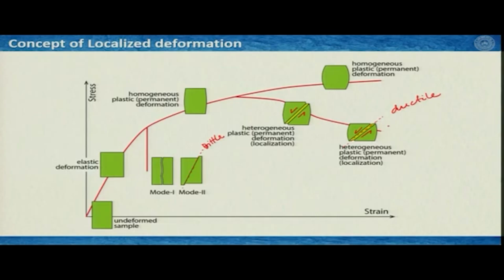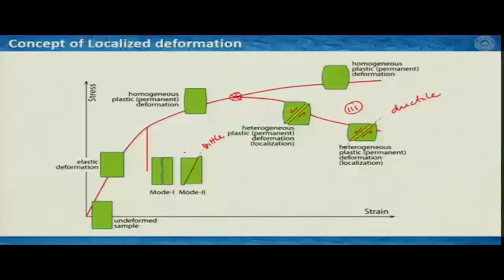So, we see three possibilities here. Now, what happens at this stage of the deformation? The sample is a little confused. So, it tries to understand whether it should distribute the deformation it is receiving entirely over the sample, or find a narrow zone where it can channelize all the deformation, and the rest of the body of the rock sample can remain virtually undeformed or less deformed.